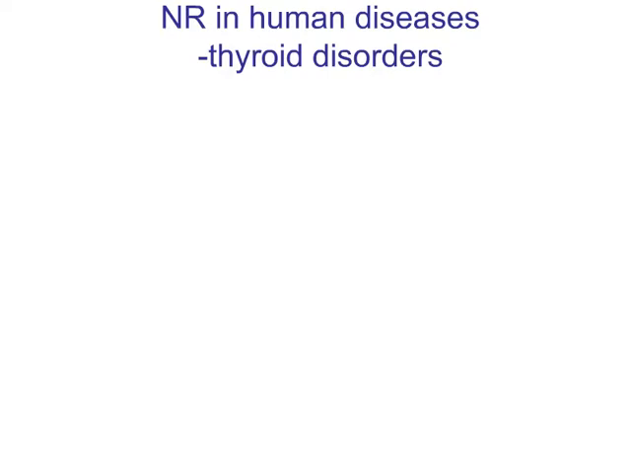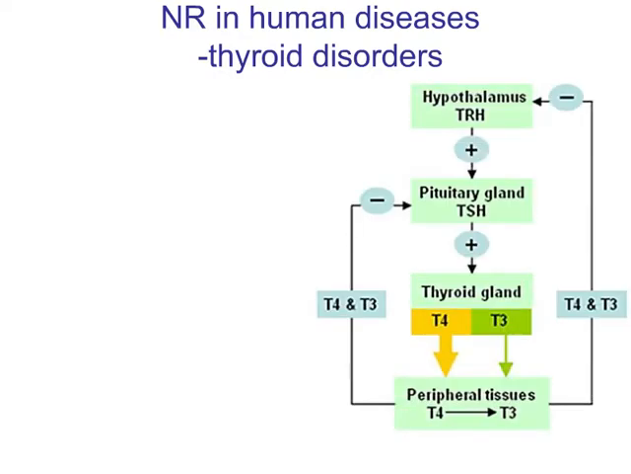Since thyroid hormones stimulate oxidative metabolism and increase the basal metabolic rate, too much or too little thyroid hormone production can profoundly affect a person's metabolism.